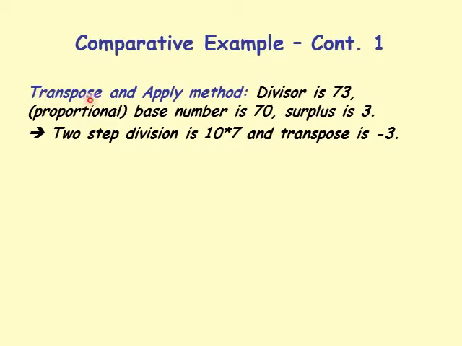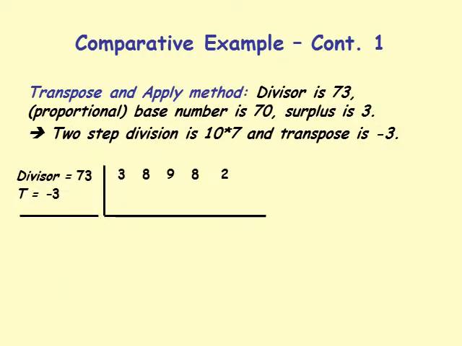Let's first do the transpose and apply method. Divisor is 73. Proportional base number is 70. Surplus is 3. Two-step division is 10 times 7. First divide by natural base number 10, then by the proportionality, and transpose is -3, the transpose of surplus. So we set up the problem like that: divisor 73, transpose -3, and dividend is 38982. First we divide by 10.